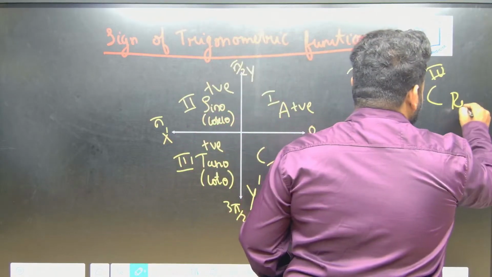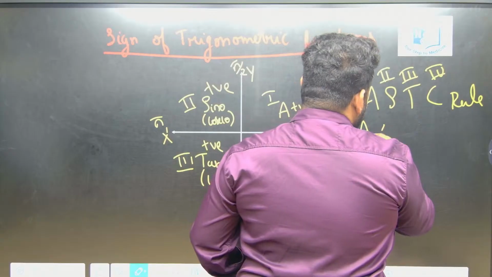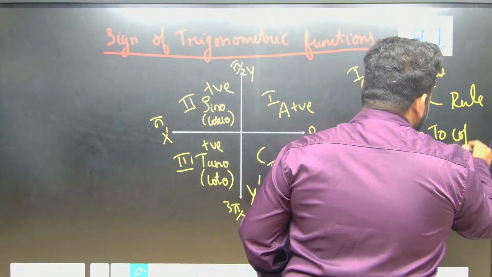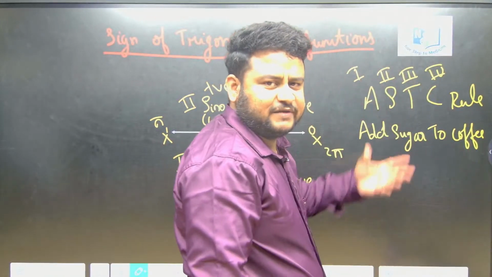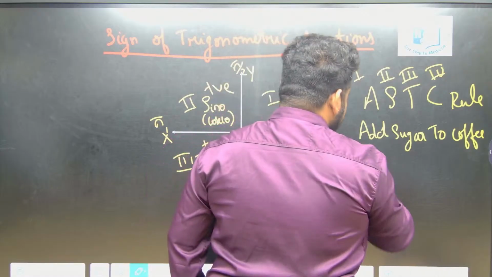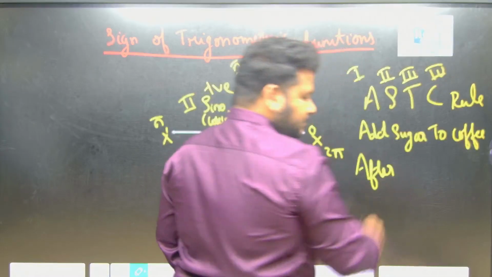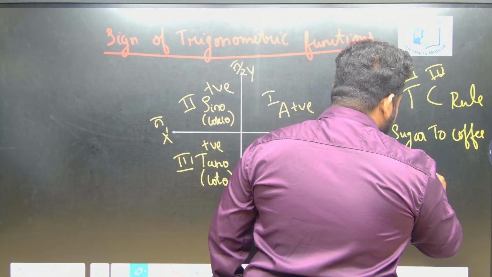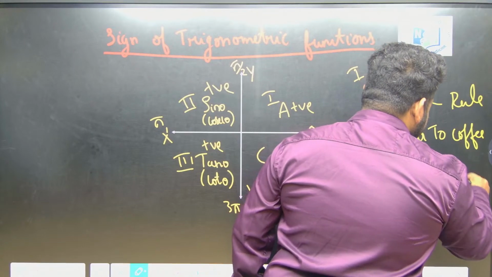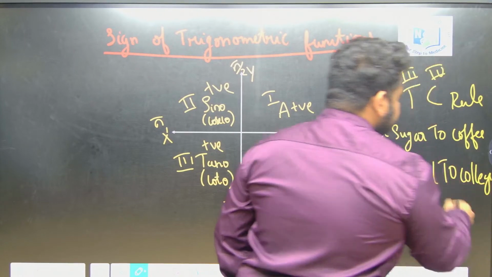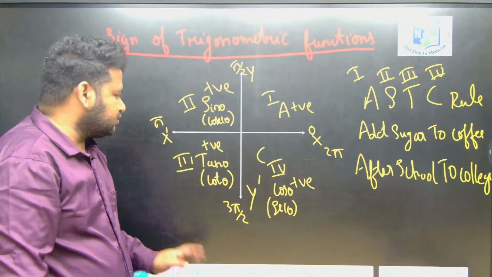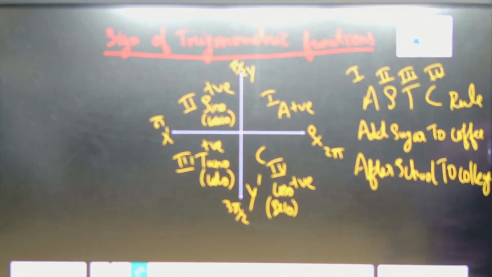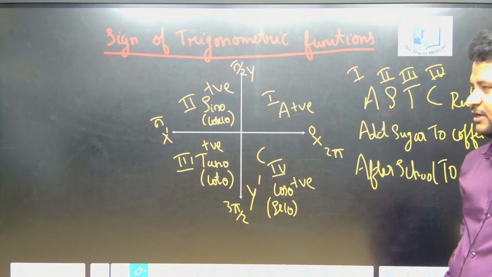We remember it as the ASTC rule, or you can also use the mnemonic add sugar to coffee. This is one mnemonic. Or you can remember, which is very applicable to you people, after school to college, you are going now, correct? After school to college. So this is how you can remember the ASTC rule, friends. Clear?